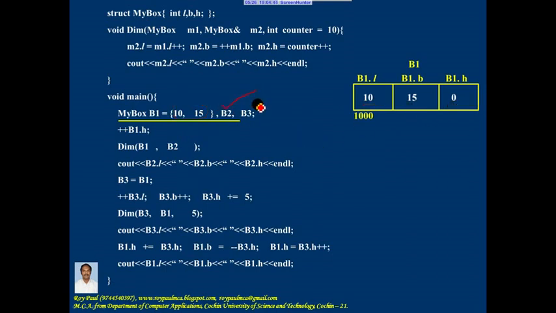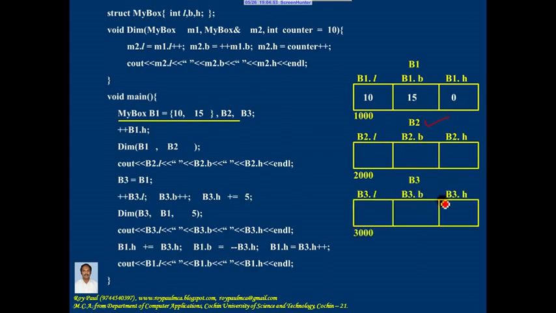Similarly, memory should be allocated for B2 and B3. So this is how memory is allocated for B2, and similarly memory is allocated for B3. So this line is completely executed. After executing this line, control goes to the next line.